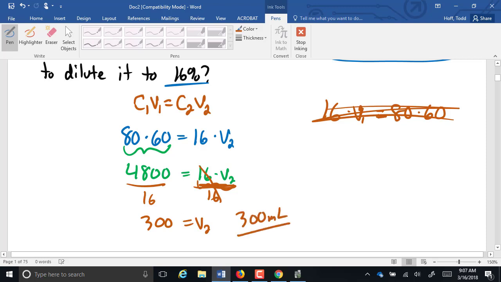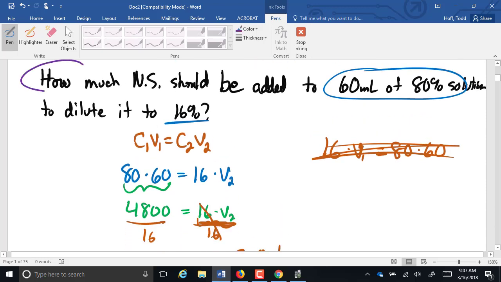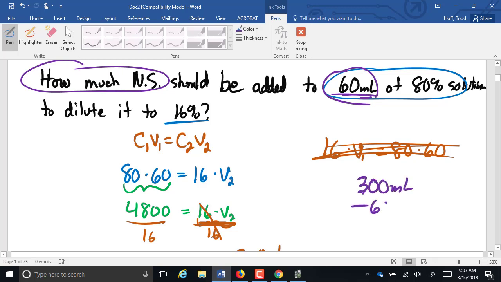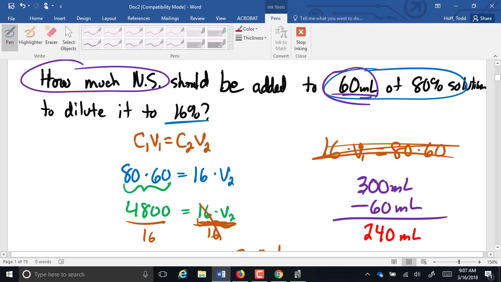Now I have to be careful. Is that what our question was asking? It wasn't asking for the total volume. It was asking how much saline. So we had 60 milliliters, and we're going up to 300 milliliters. The difference has to be saline. So we add 240 milliliters of saline.